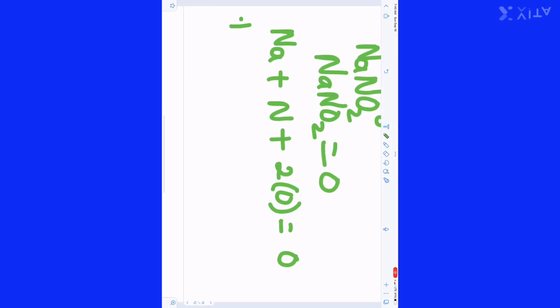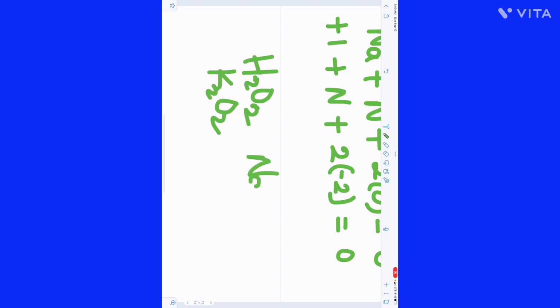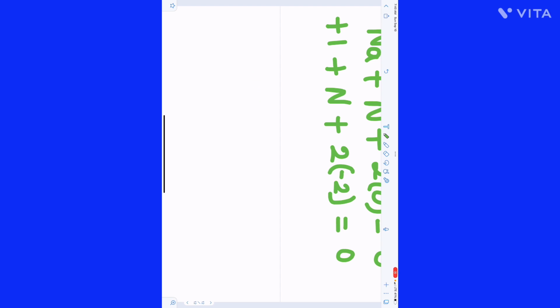So sodium is a group 1 element. Its charge is +1. Nitrogen, we are looking for its charge. Oxygen is always -2, except in peroxides. Let me tell you what compounds we call peroxides: hydrogen peroxide, potassium peroxide, sodium peroxide. Compounds that look like this are the compounds in which oxygen does not have a charge of -2. We call them peroxides. When we get to types of oxides, we will learn that more.